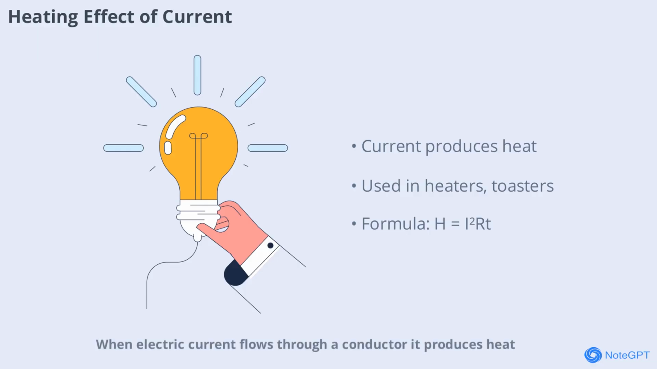An electric current flows through a conductor. It produces heat. This is called the heating effect of current. Devices like electric heaters, toasters, and irons use this effect to function. The amount of heat produced depends on the current, resistance, and time for which the current flows. The formula is H = I²Rt. This effect is both useful and something to be cautious about, as excessive heating can damage circuits or cause fires.